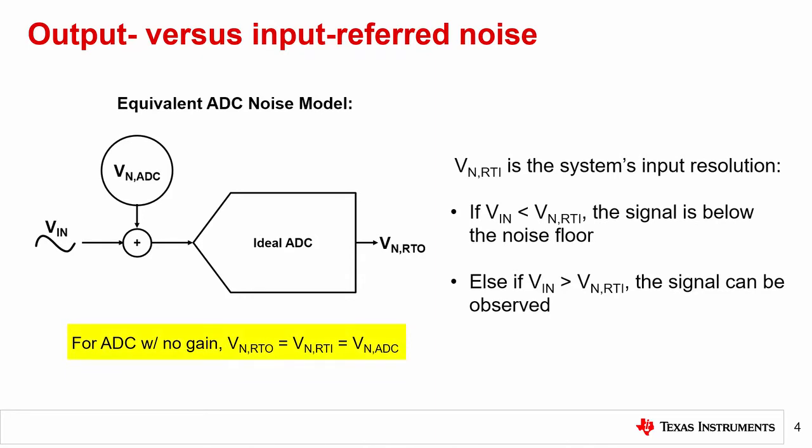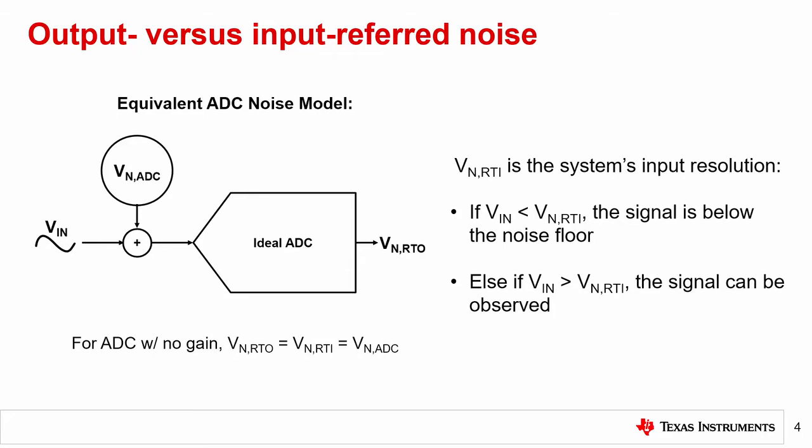For an ADC with no gain stage, the output referred noise is equal to the input referred noise, which is equal to the ADC's noise labeled as VN-ADC. So why do you want to talk about noise referred to the input instead of the output? The equivalent ADC noise model shown here helps illustrate why this is important. Here we have separated our ADC into a noiseless or ideal ADC preceded by a noise voltage source. The magnitude of this voltage source is equal to the ADC's input referred noise.